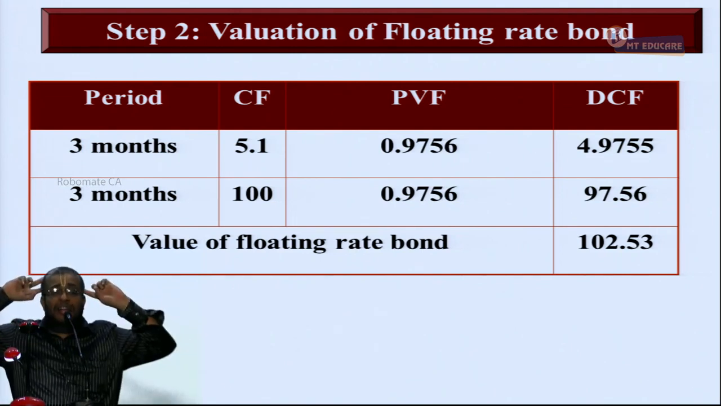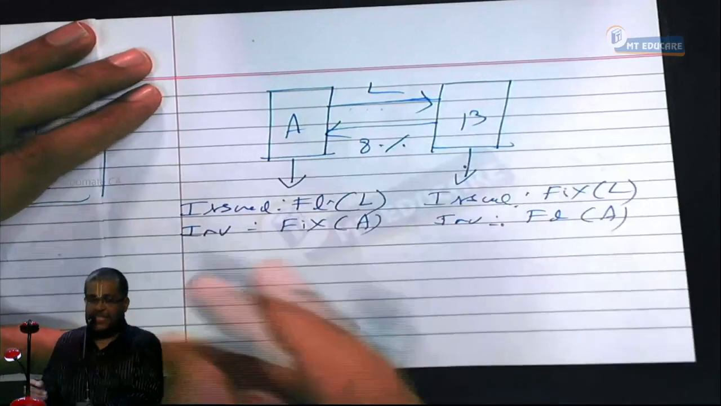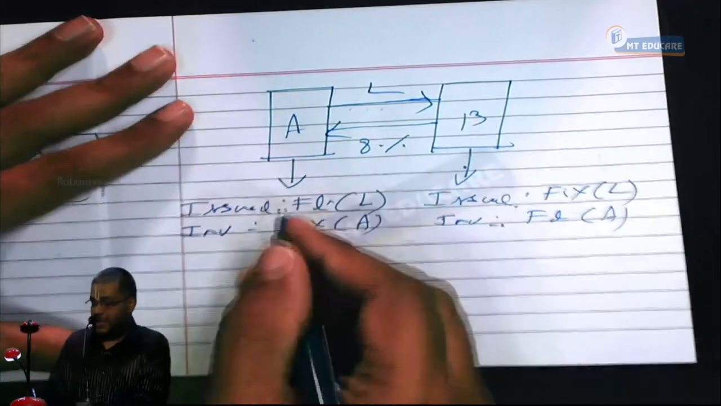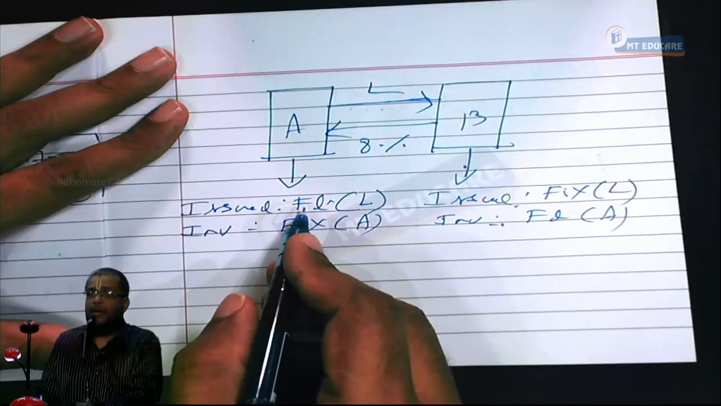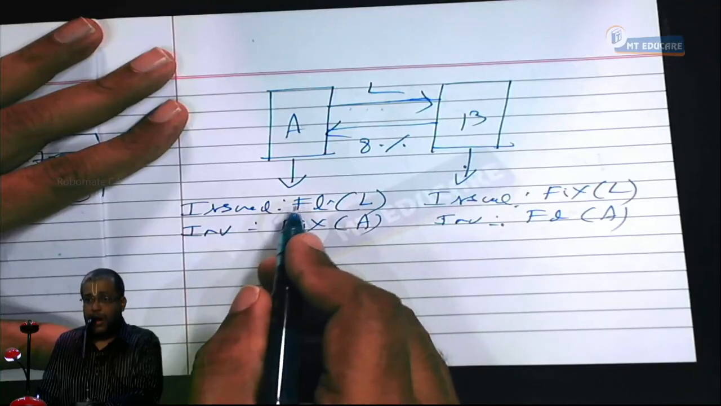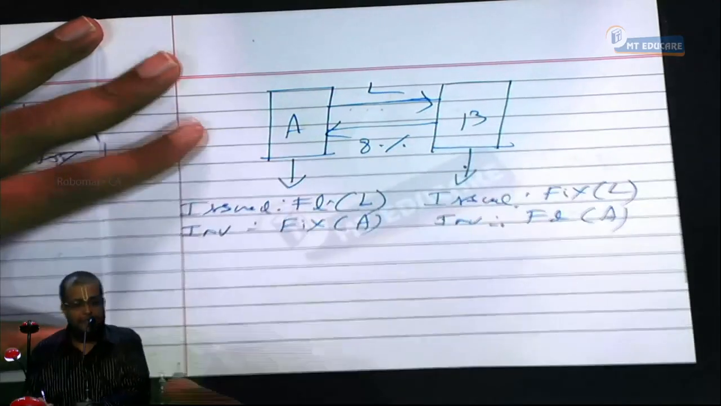No. Let us not get lost here. Let's come back to the discussion. We are valuing what? We are valuing a swap. A has entered into a swap where he pays LIBOR and receives what? 8%. That means, since he is paying LIBOR, he has taken a liability or issued what? A floating rate bond. He has purchased what? A fixed rate bond. Is that accepted or not?